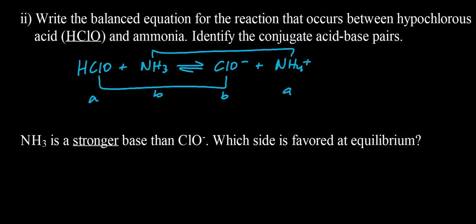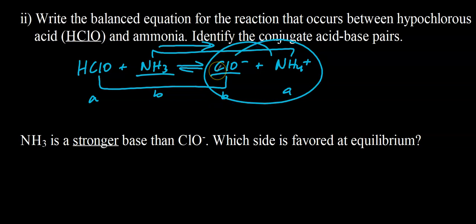So again, what is this telling you? NH3 is better at accepting a proton than ClO minus is. Because of that, that means once again the products are favored. So it's always going to be the side opposite of where the stronger acid or stronger base is located. So the forward reaction is favored because this is a stronger base than this, and we're going to have more products at equilibrium than reactants.